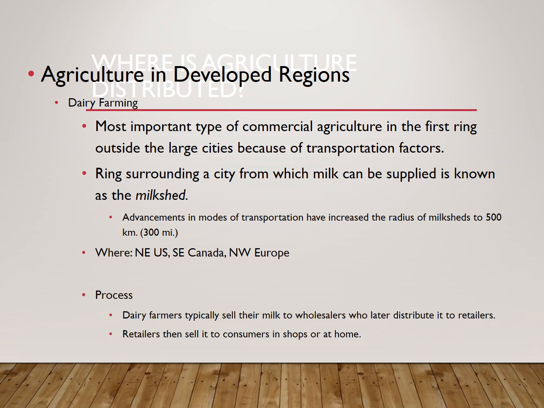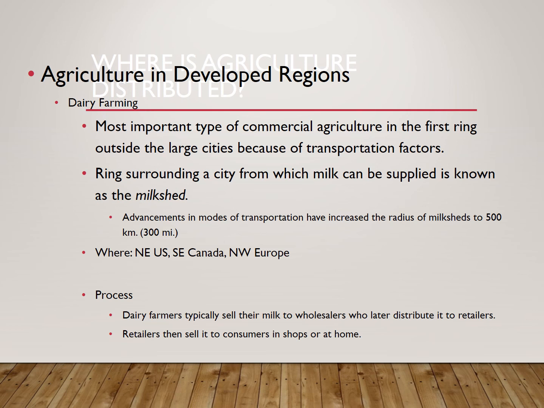Dairy farmers typically sell their milk to wholesalers who later distribute it to retailers. So again, this is part of agribusiness. You're not buying it directly from the farmer. There's a whole system. And then retailers sell it to consumers. When you go into Kroger or Whole Foods or Aldi, you get it from your retailer.